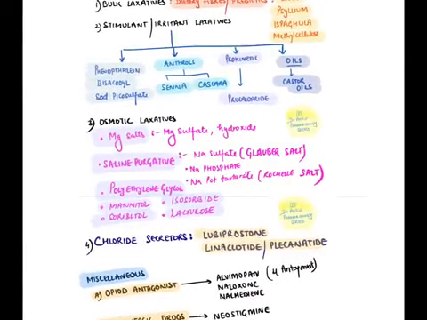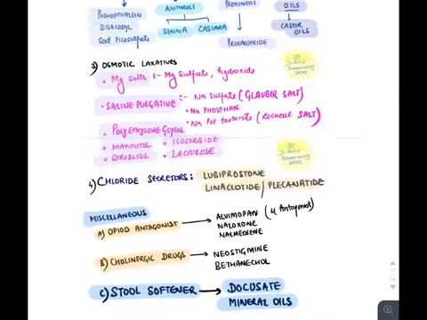Then we have osmotic laxatives. They will increase osmotic pressure, which will stretch the muscles and increase fluid secretion. These are magnesium salts, saline purgatives like sodium salts, polyethylene glycol, mannitol, sorbitol, isosorbide and lactulose. Lactulose is given in hepatic encephalopathy because it will reduce the absorption of ammonia.